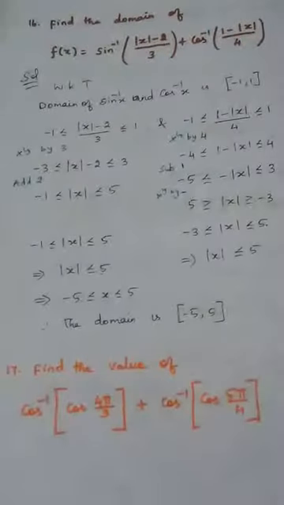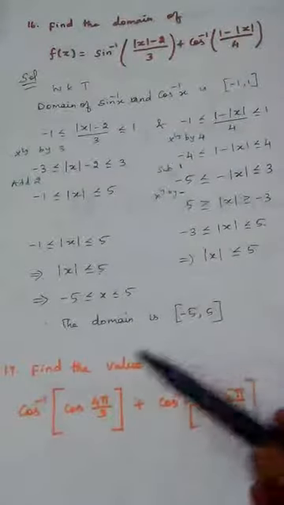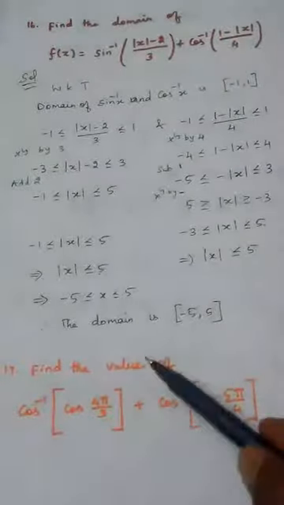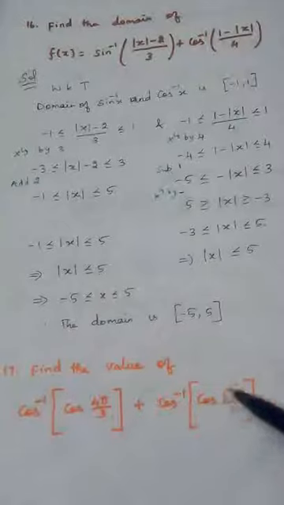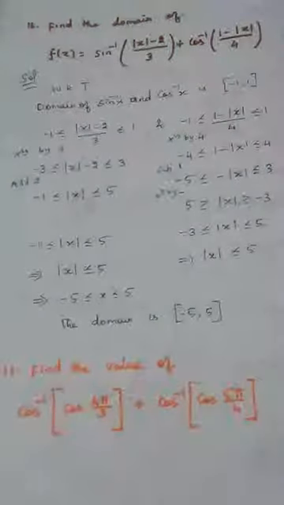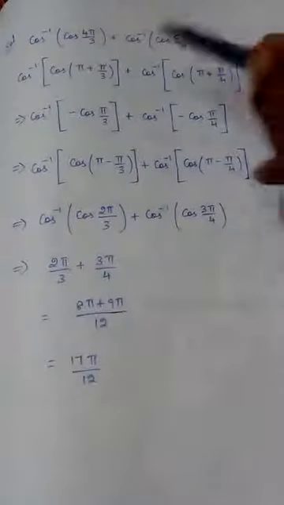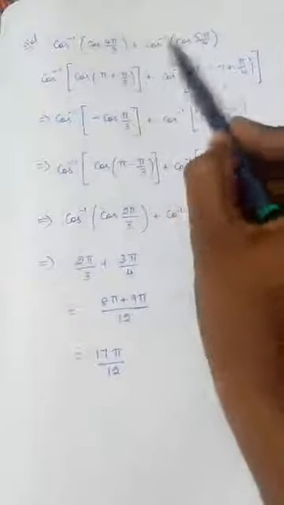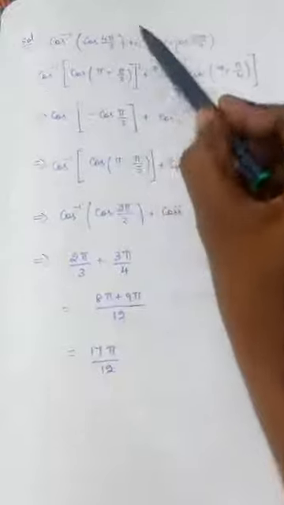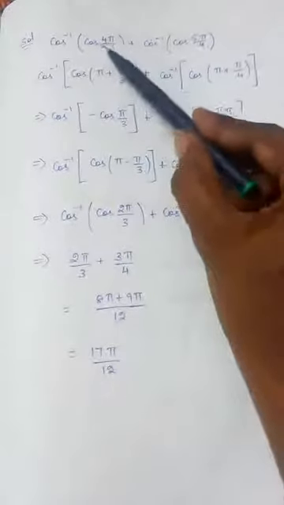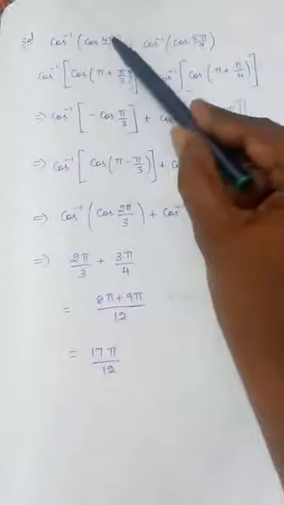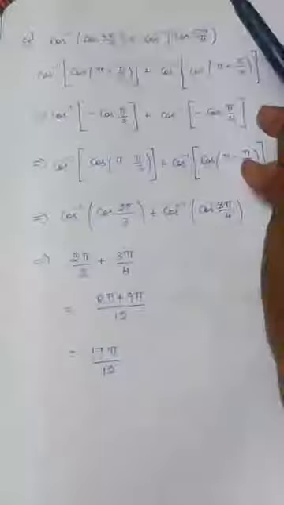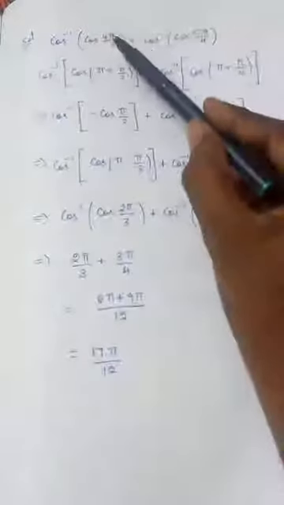Now we'll go for problem number 17. Find the value of cos inverse of cos 4 pi by 3 plus cos inverse of cos 5 pi by 4. Now you just see, we need to find the value for this function. So I am writing cos inverse of... since 4 pi by 3 does not lie in the interval 0 to pi, yes or no? So we should change this.